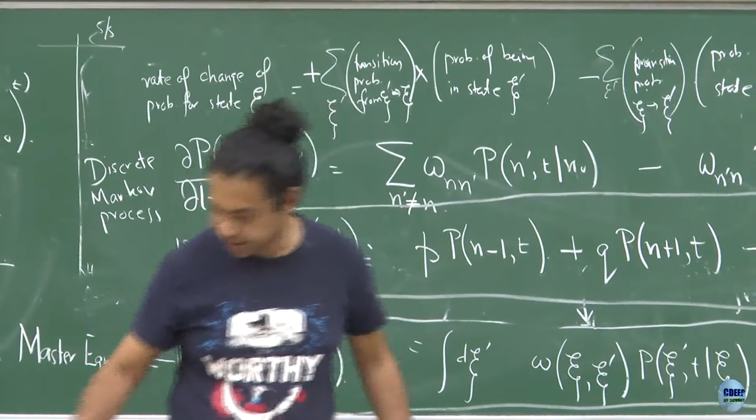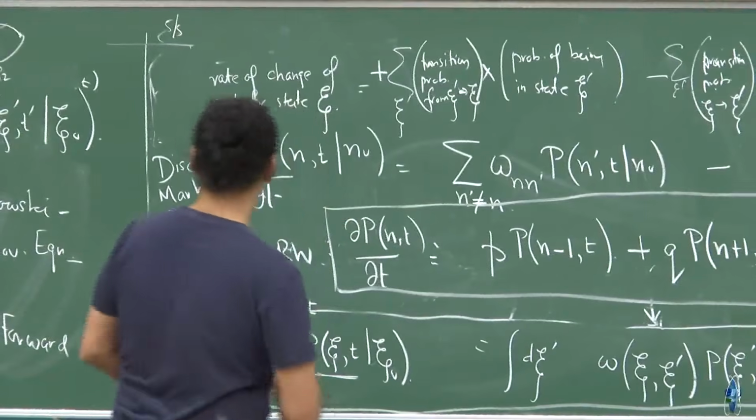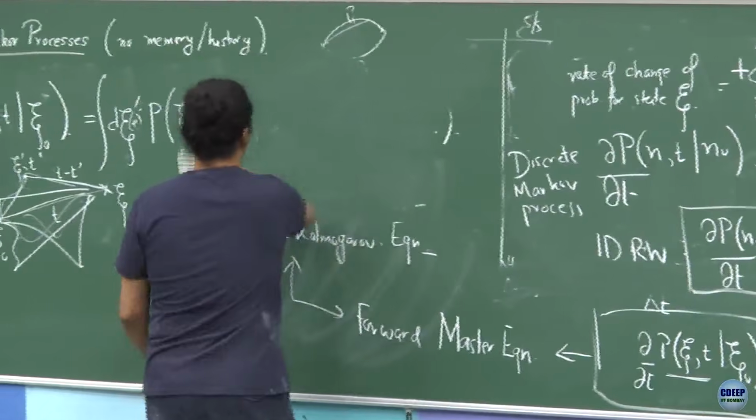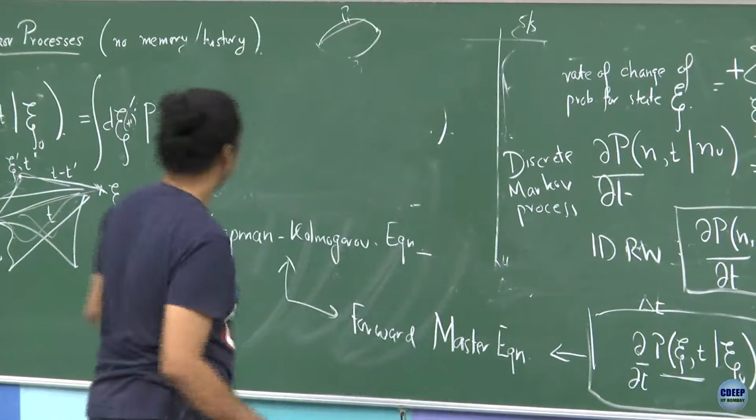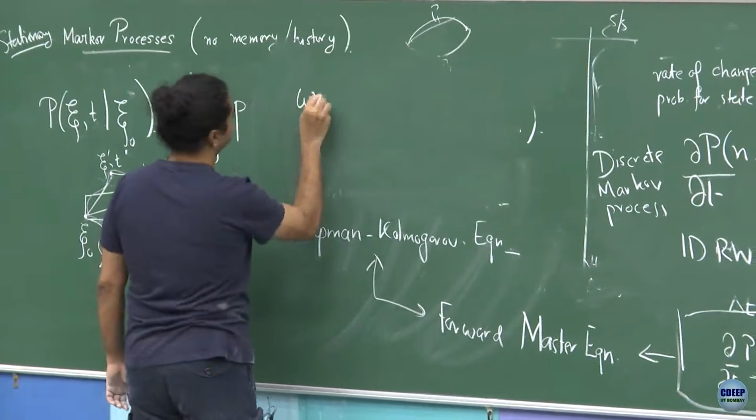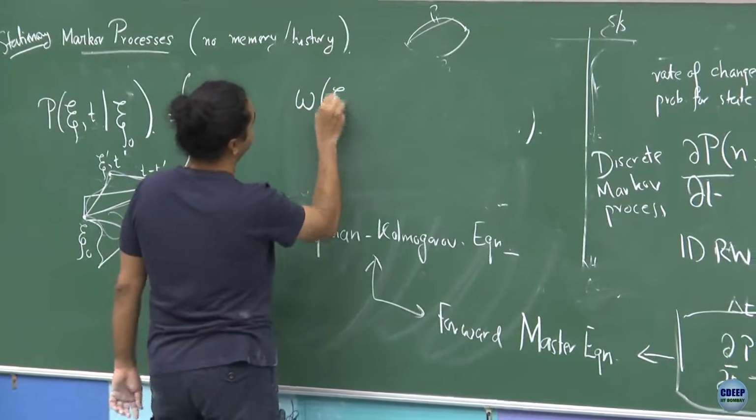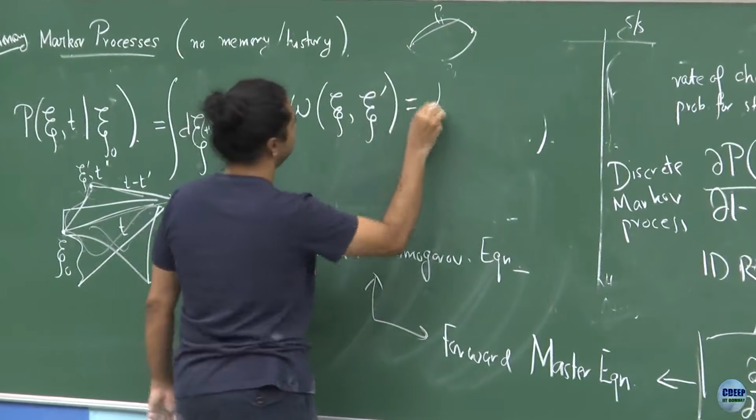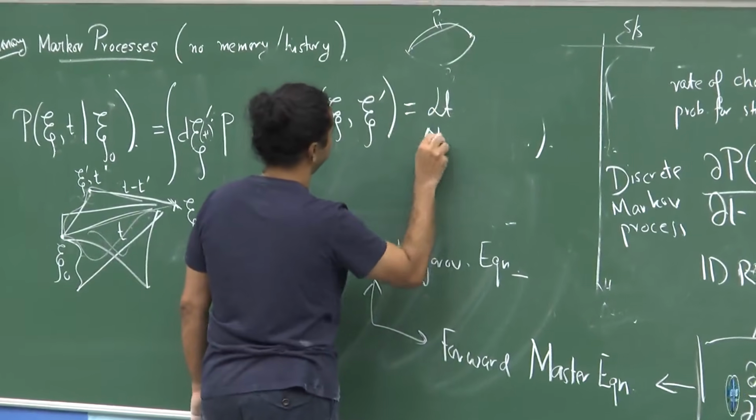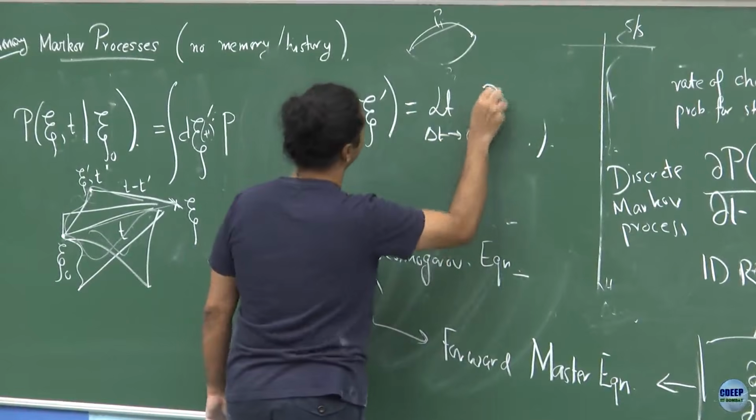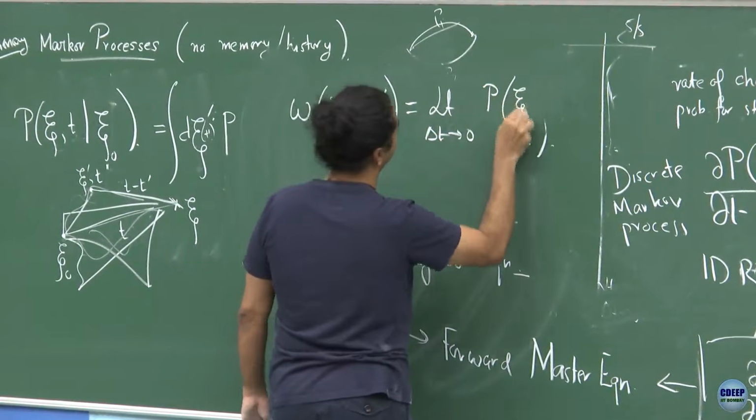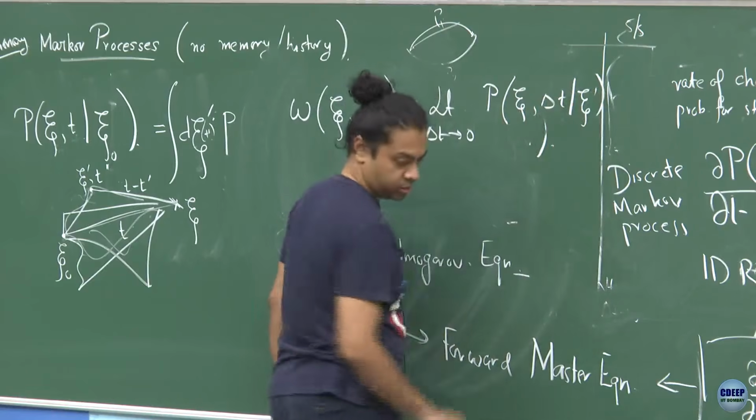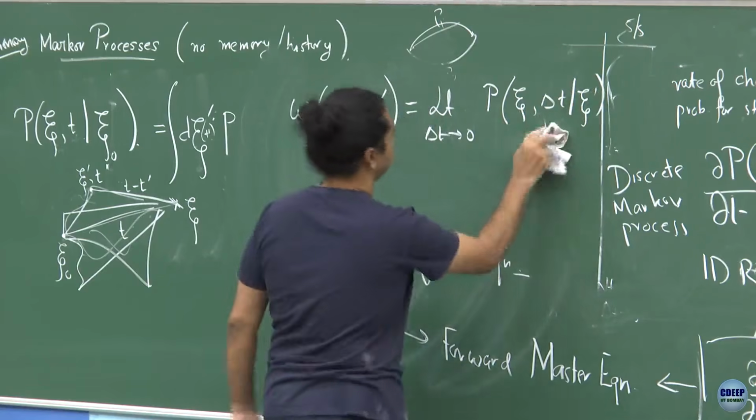You have to take the limit correctly, of course. So let me just define that, since maybe I have not defined it. The transition rate W(xi, xi prime) is the limit as delta t goes to 0 of the probability of xi comma delta t given xi prime, divided by delta t.